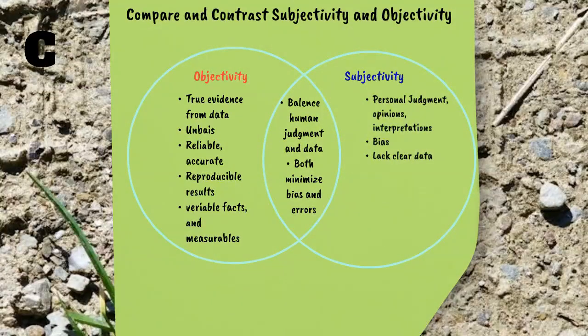Here we can compare and contrast subjectivity and objectivity. Although they may have their own comparisons and contrasts, we can see that they both have a balanced human judgment and they both can minimize bias and minimize errors. It all just depends on the specific case and what they are dealing with. But we can see that subjectivity does lack clear data, while objectivity has more verifiable facts and measurables, and it can reproduce a higher end of results.